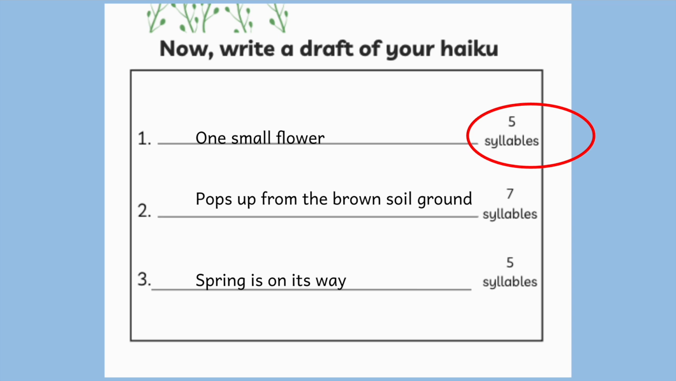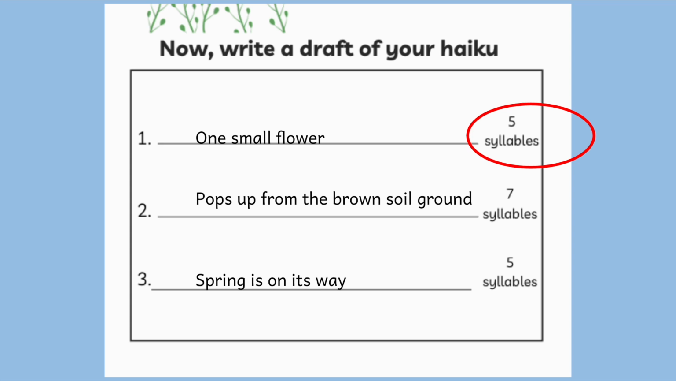Pops up from the brown soil ground. That's 7. Okay, cool. Spring is on its way. And that's 5. However, I can make this better. It's not descriptive. It's not giving me figurative language.